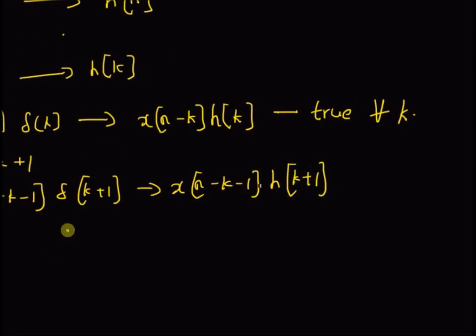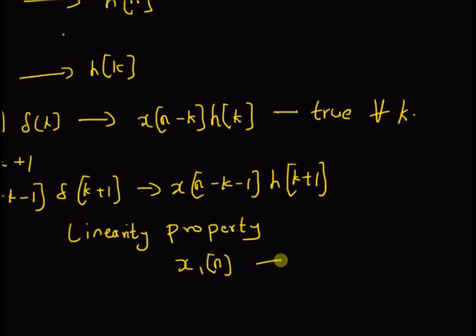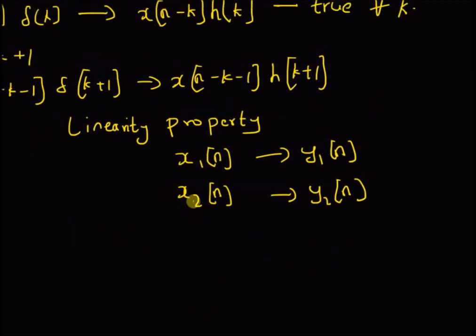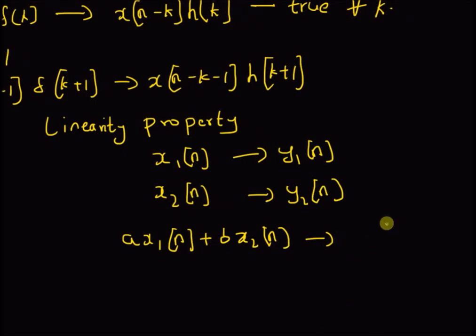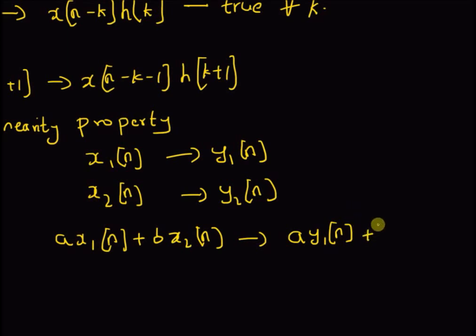Now we are going to use the linearity property of a linear time invariant system, which basically says that when x1 of n is the input, the corresponding output is y1 of n, and when x2 of n is the input, the corresponding output is y2 of n. Then if the input is a linear combination of these two individual inputs, that is a times x1 of n plus b times x2 of n, then the corresponding output is a times y1 of n plus b times y2 of n.